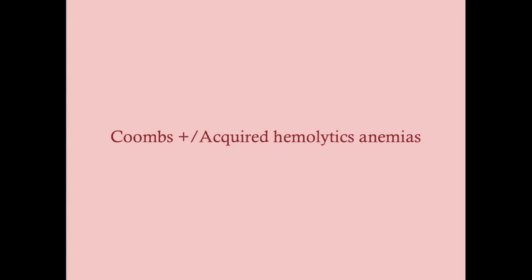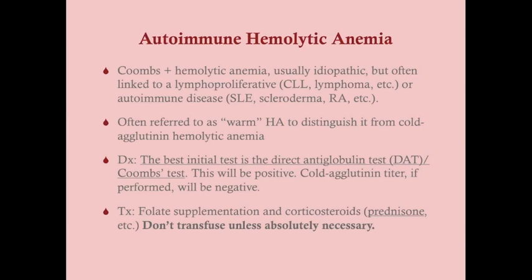Okay, so let's talk about the Coombs positive or acquired hemolytic anemias. So autoimmune hemolytic anemia or warm hemolytic anemia. This is a Coombs positive hemolytic anemia, and it's usually idiopathic, so usually we don't know what's causing it. But when we do, it's often linked to a lymphoproliferative disorder, like leukemia or lymphoma, or to an autoimmune disease. So lupus, scleroderma, rheumatoid arthritis, and so forth.